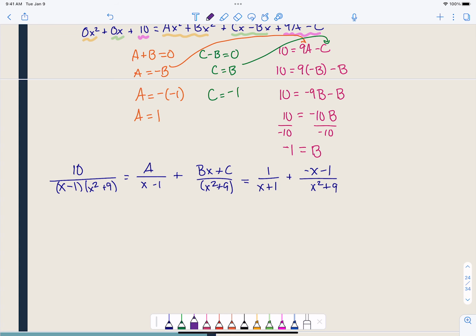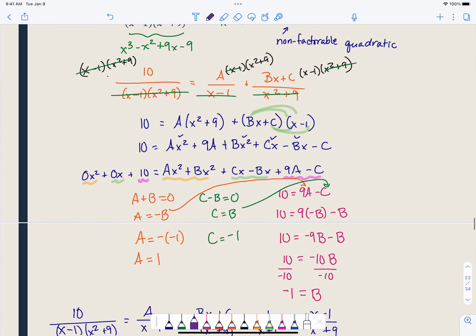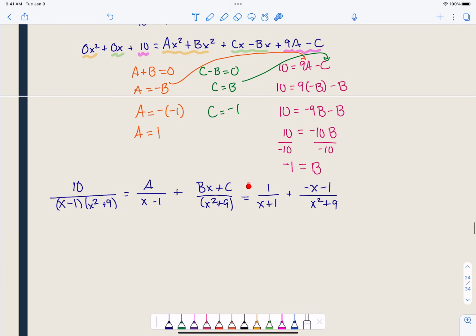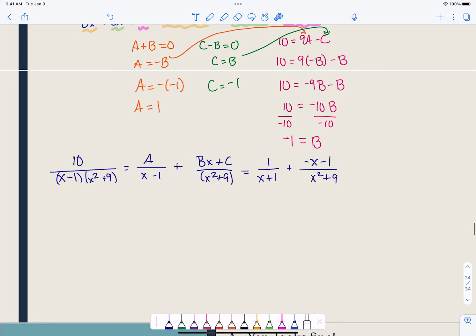All right, as promised, here is the integral for our irreducible quadratic. So remember in class, we got the partial fraction decomposition. We split up our terms. We had to use that linear term because we had a quadratic term that we couldn't factor on the bottom of that second fraction. And in the end, we ended up with our partial fraction decomposition of 1 over x plus 1 plus negative x minus 1 over x squared plus 9.